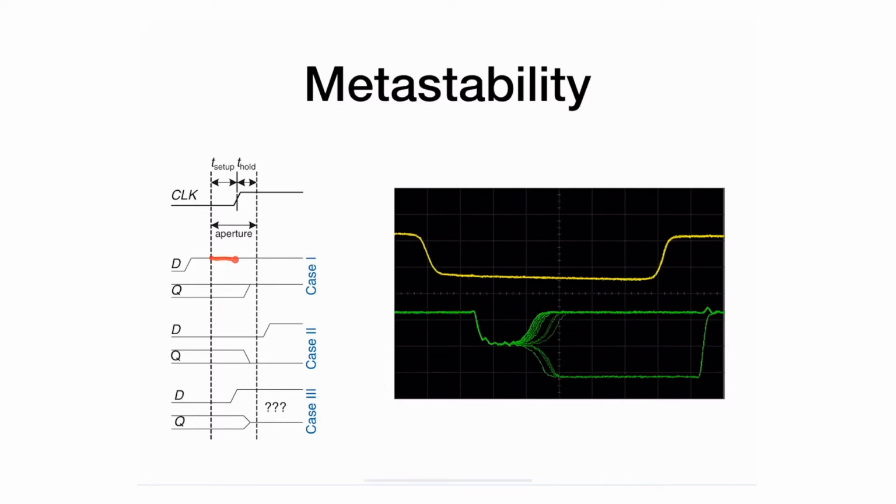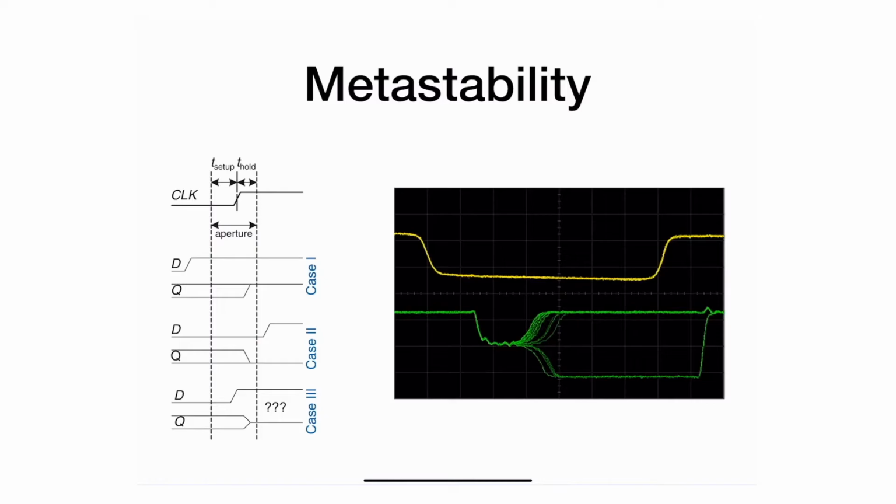First, what is not metastability. I'm going to have a D, and this is my aperture window here. This is my active edge of the clock. I have to keep D stable within the setup time and the hold time. So for case 1, D is set at 1, and it didn't change within the aperture, so that's fine. You're going to see that Q goes to 1. For case 2, D is set to 0, and it didn't change within the aperture, so the output will be set to 0. The input will be sampled and stored within that flip-flop.